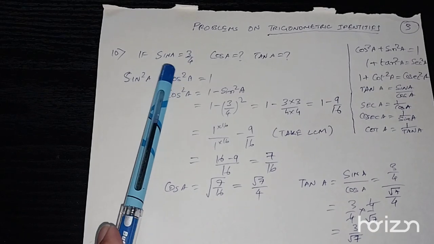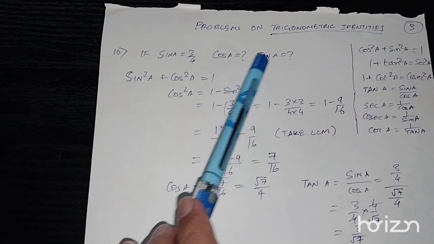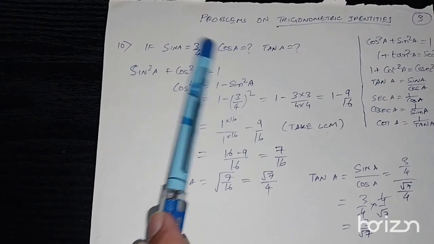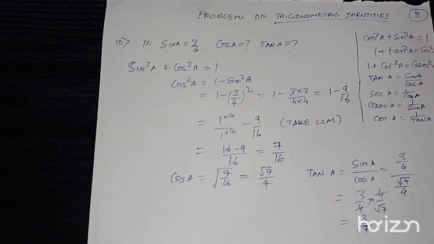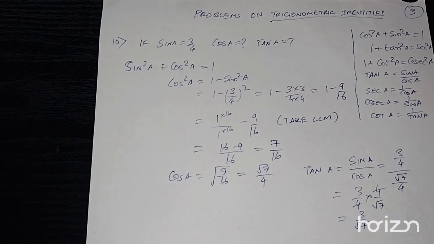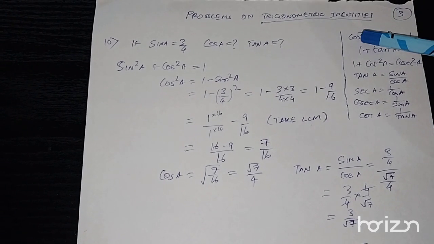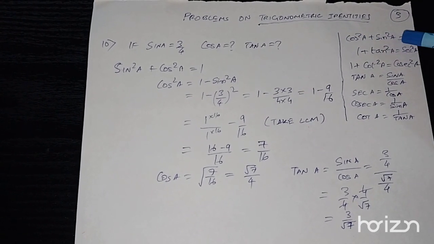We are given sin a is 3 by 4. What is cos a and what is tan a? See, whenever you are given sine and you want cos, you need to think which identity I can use to solve this. So if you look at this identity, you are given the sine, you want the cos, so you can definitely use this identity.